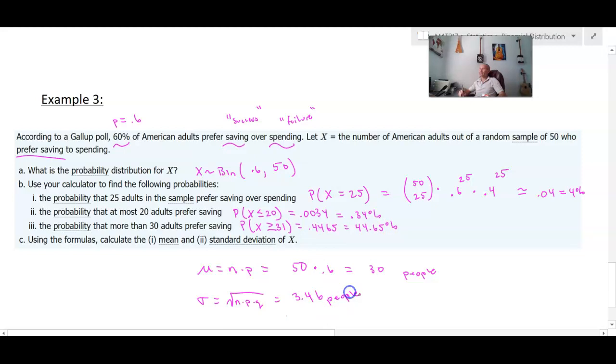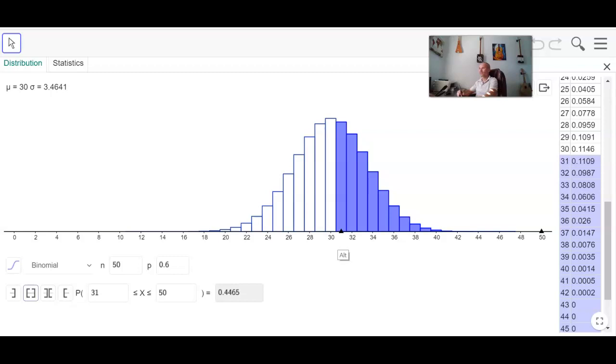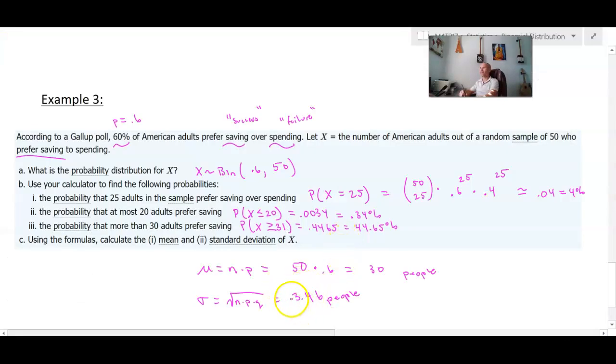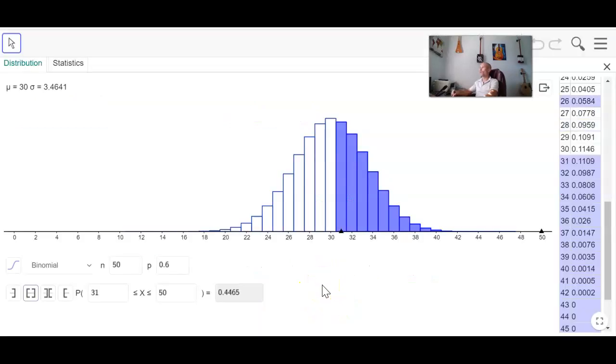And once again, what that means is that you should have realistically somewhere between about 26 and 34 people. I'm rounding to approximately 4. And we should see that if we looked at the probability of having somewhere between 26 and 34, that should account for a big majority, and it does. It's about 81% in this case. So the bulk of people should be within about 1 standard deviation of that mean. Great, so there we have it.